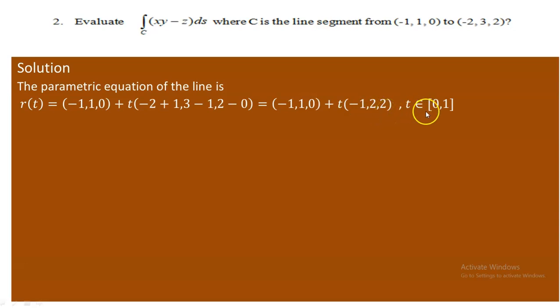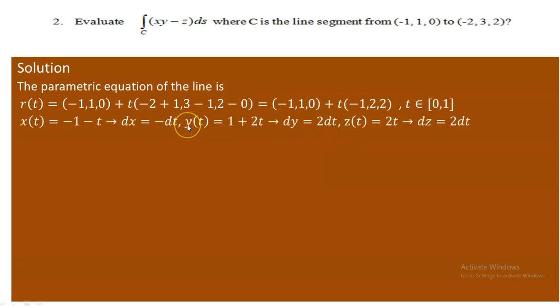Our t range is from 0 to 1, because when t is 0, the initial point comes. As you see, when t is 0, the initial point comes. And when t is 1, okay, the terminal point comes. So whatever point you may take between 0 and 1, a point on the line segment can be obtained. So this is a parametric equation, okay?